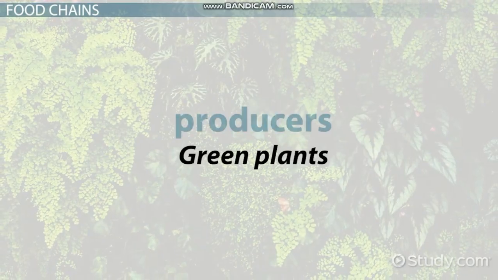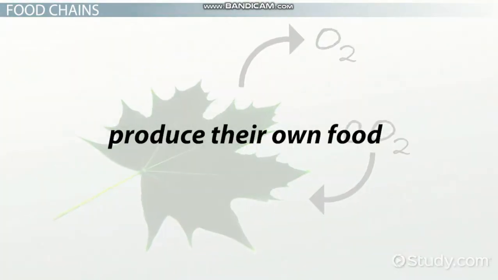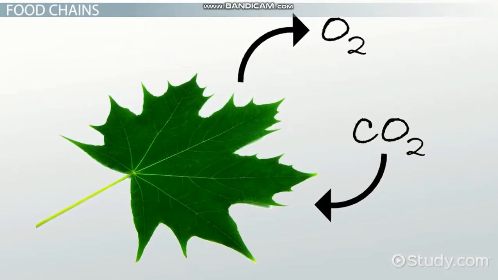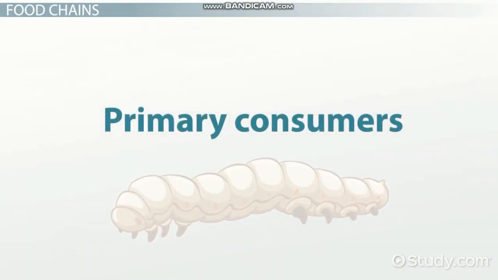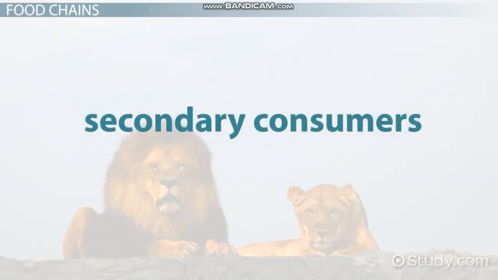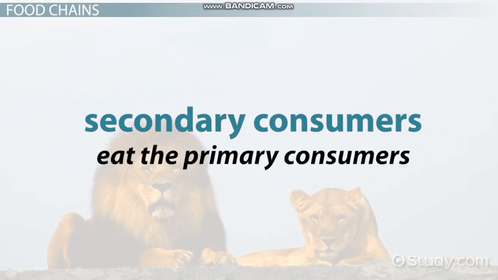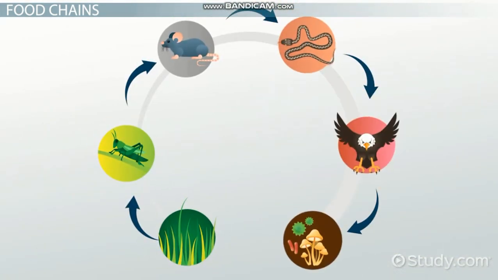Green plants are called the producers in a food chain. With the help of the sun, they can produce their own food. They're the very first level of the food chain. Primary consumers, such as insects, caterpillars, cows, and sheep, eat the plants. The secondary consumers, such as lions, snakes, and cats, eat the primary consumers, and so on, with each higher level eating the animals below them on the food chain.